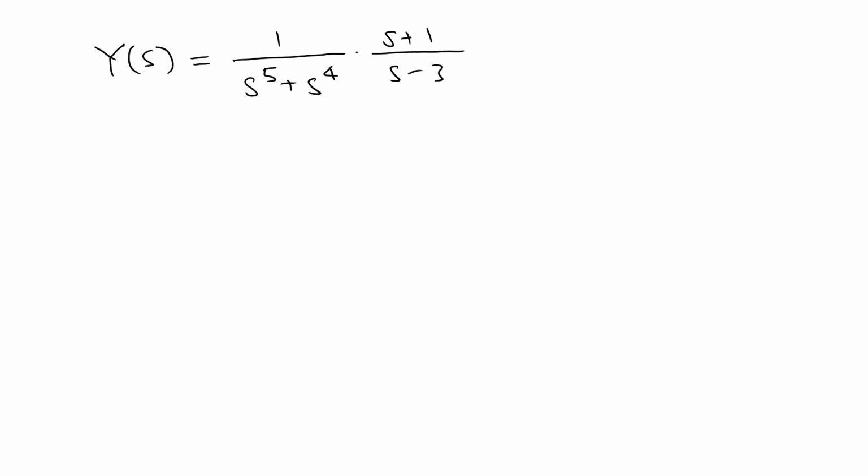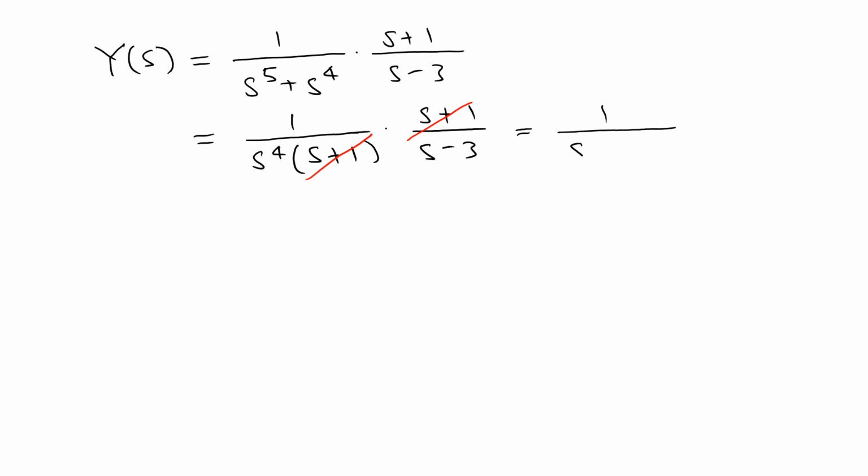Now we can factor the first one. You can pull s to the fourth out, and then you get s plus 1, times s plus 1 over s minus 3. You can see this factor gets cancelled out, so it simplifies a little better. So you're going to get 1 over s to the fourth times s minus 3.